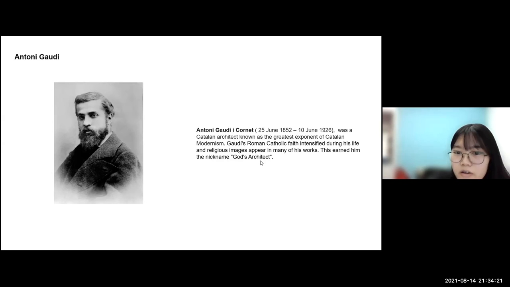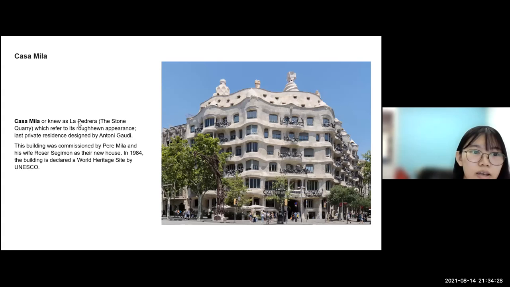So we get into the projects, Casa Mila, whose meaning is the stone quarry, which refers to its rough appearance. It was also the last private residence project designed by Antoni Gaudí. This building was at first commissioned by Pere Milà and his wife, Roser Segimon, for their new house after marriage. In 1984, this building was declared a World Heritage Site by UNESCO.